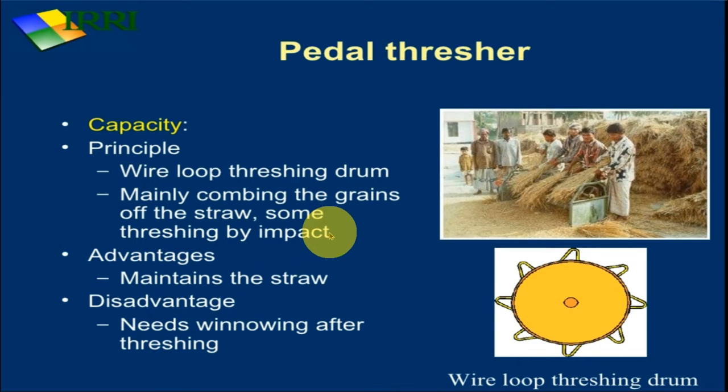Next is the pedal thresher, which is also available here. Capacity principle is wire loop threshing drum, means this type of wire loops are fixed on a drum. They are used to thresh the crop, mainly to separate the grains from the straw, some threshing by impact. Advantages: maintains the straw, it will not be broken down. Disadvantage: needs winnowing after threshing, means we have to separate the other impurities that come at the time of threshing, that is called the winnowing.